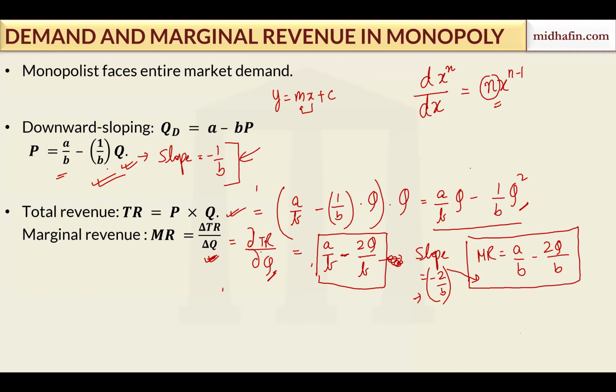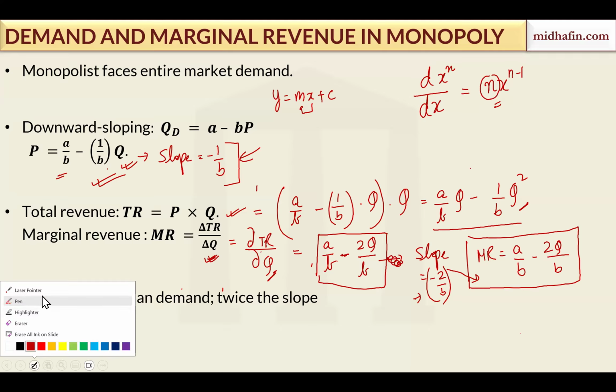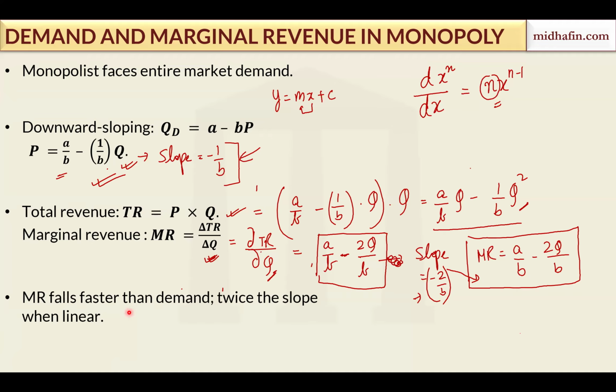And since both of them are negative, basically both of them are falling. Negative means the line is actually moving downwards. So since the slope is double, I can say that marginal revenue actually falls faster than the demand, and in fact twice the slope when it is linear. Twice the slope when it is linear.